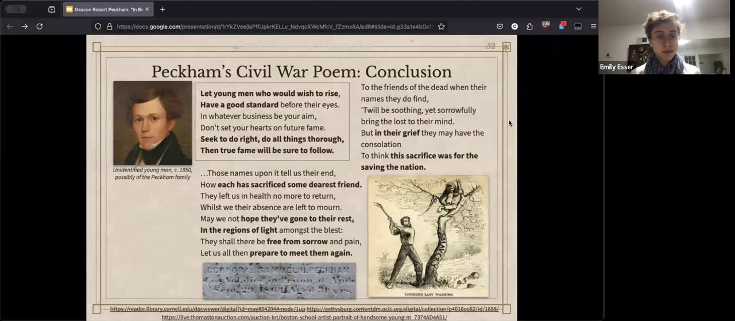They left us in health, no more to return, whilst we in their absence are left to mourn. May we not hope they've gone to their rest in the regions of light amongst the blessed. They shall there be free from sorrow and pain. Let us all prepare to meet them again.